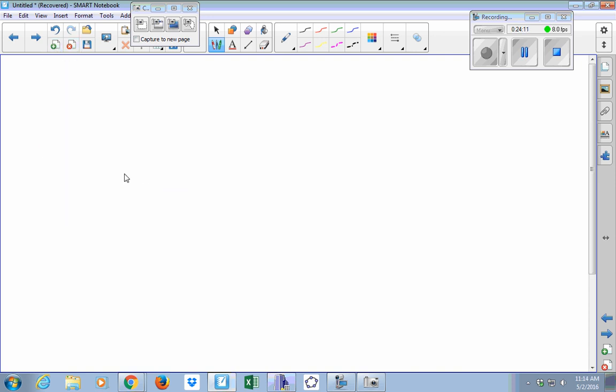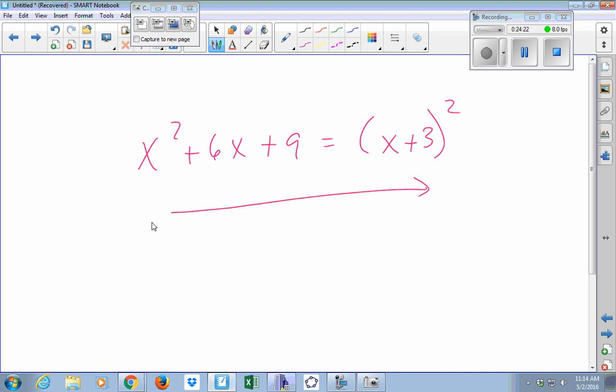So in other words, when we see something like this, x squared plus 6x plus 9, and we write that as (x plus 3) quantity squared, going in this direction is condensing it using your definition of exponents. Going in this direction is expanding it.